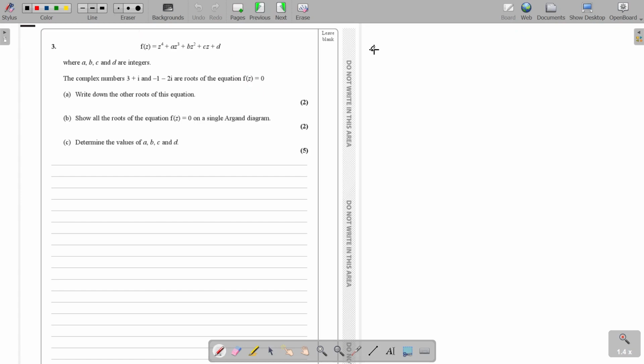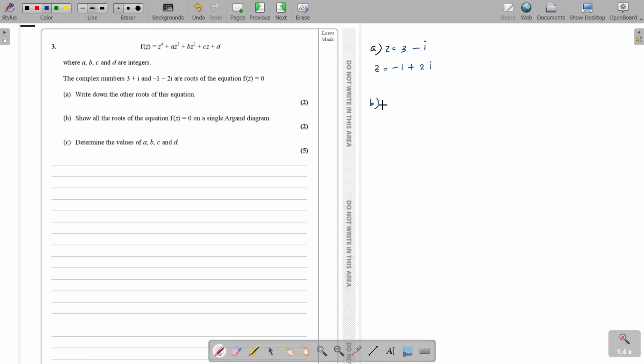You know complex roots come in conjugate pairs. So if 3 plus i is one root, then what is obviously the other root? If 3 plus i is one root, the complex conjugate is 3 minus i. Change the sign of the imaginary part. And the other root is minus 1 minus 2i, so the complex conjugate of minus 1 minus 2i is minus 1 plus 2i. You must change the sign of the imaginary part. So these are the other two roots. Okay, is that clear? The other two roots are 3 minus i and minus 1 plus 2i.